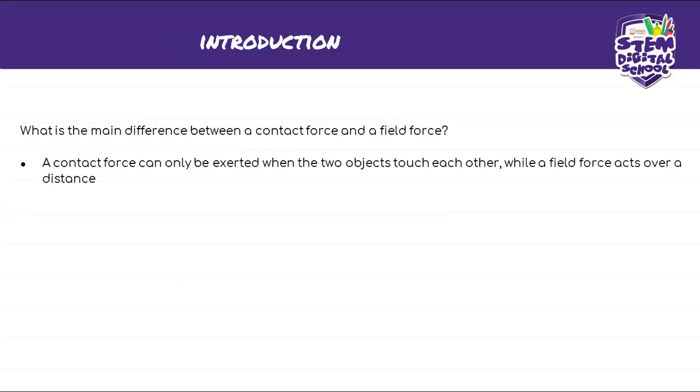Okay, so as a way of introduction, the last time we were looking at contact and field forces. So what is the main difference between a contact force and a field force? We can say that a contact force is exerted when two objects are in contact, or if you want to say touch each other, while a field force is at a distance.